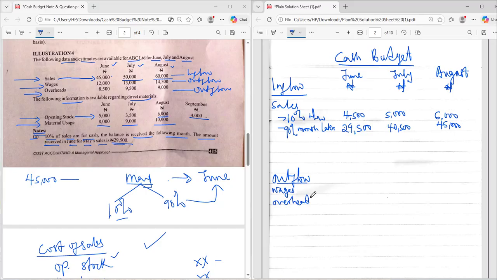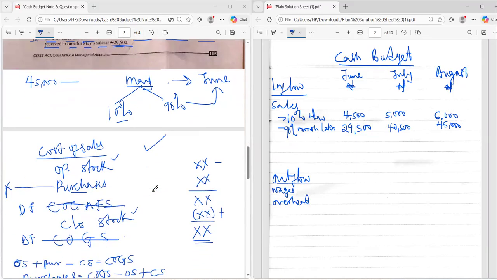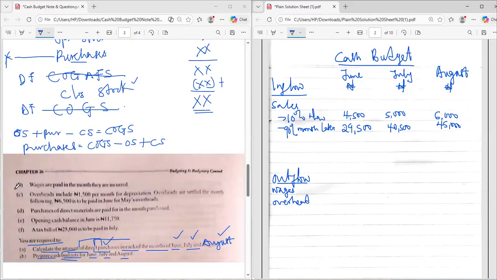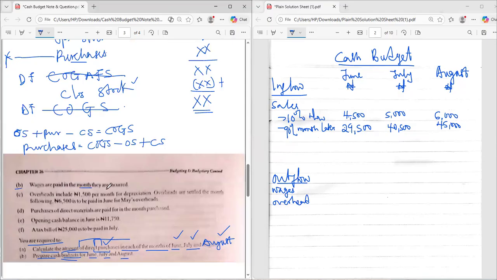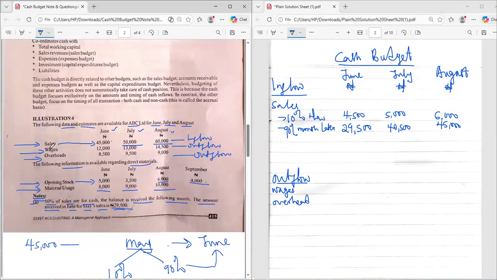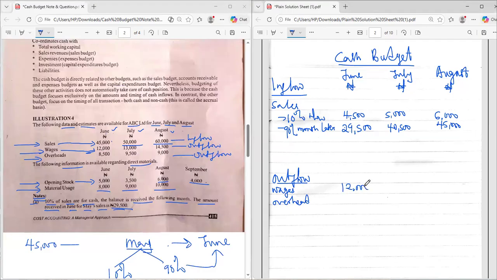Now, what did they say about wages? Look for the additional information that talks about wages. That is B. Wages are paid in the month they are incurred. Do you know what that means? In the month they are incurred. So let us go back and check. How much is wages? 12,000 for June will be 12,000. Next one, 13,000. Next one, 14,500. Any question?